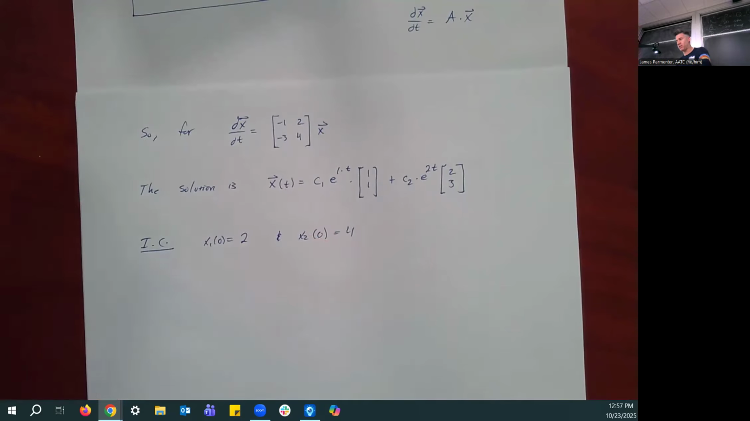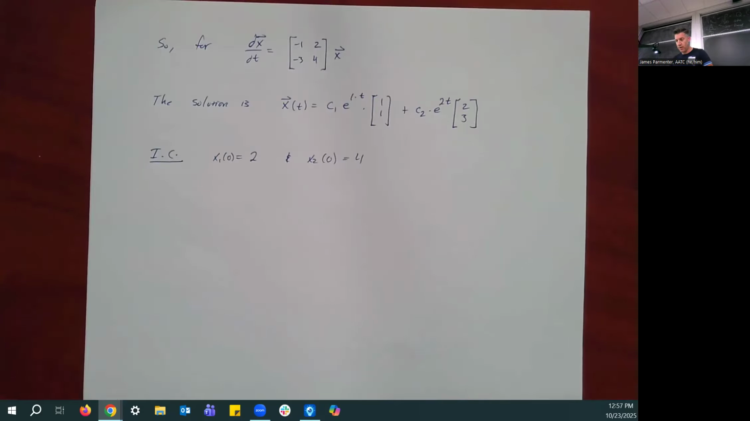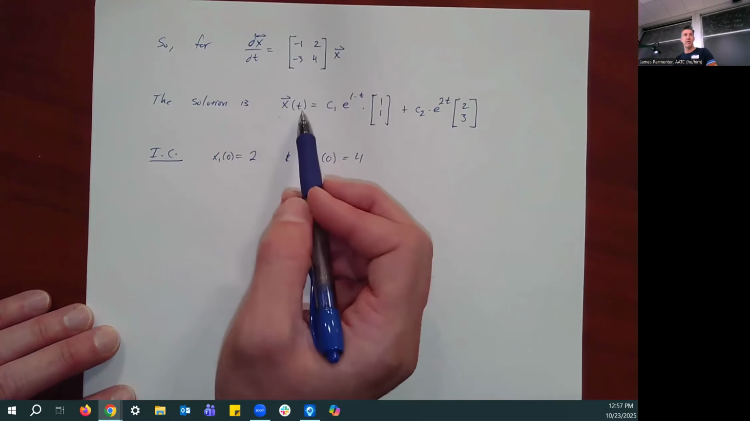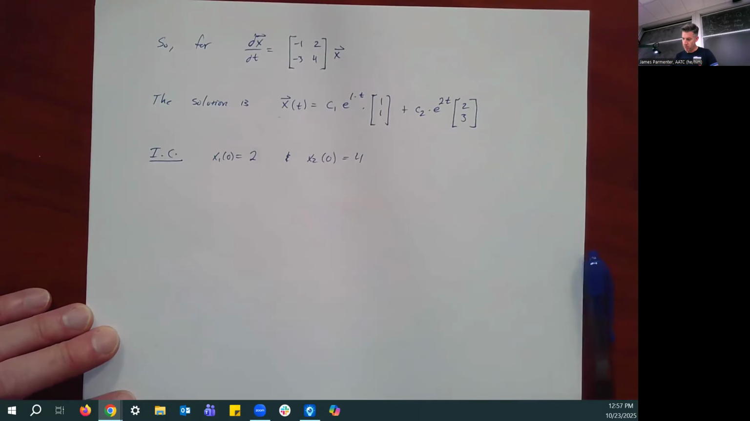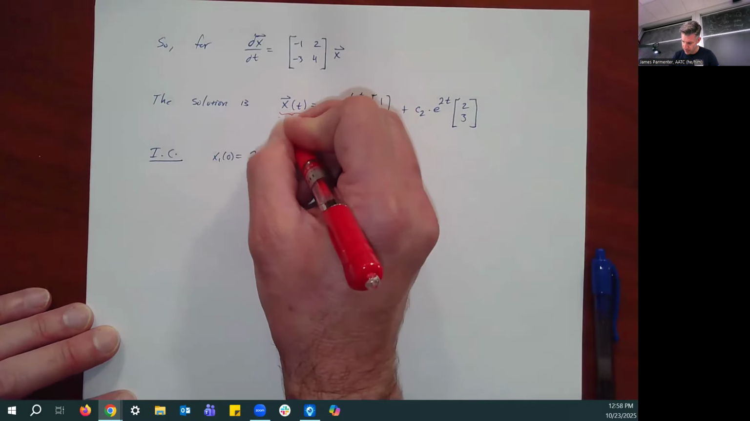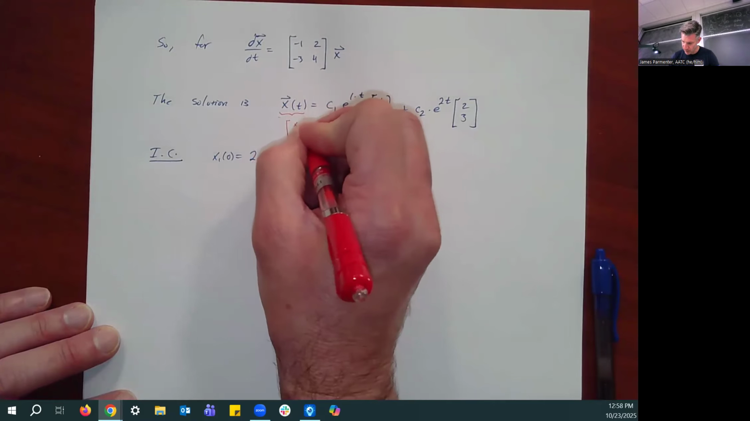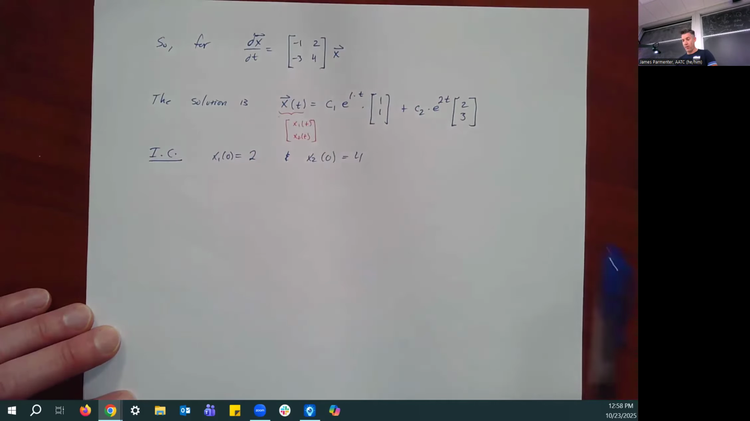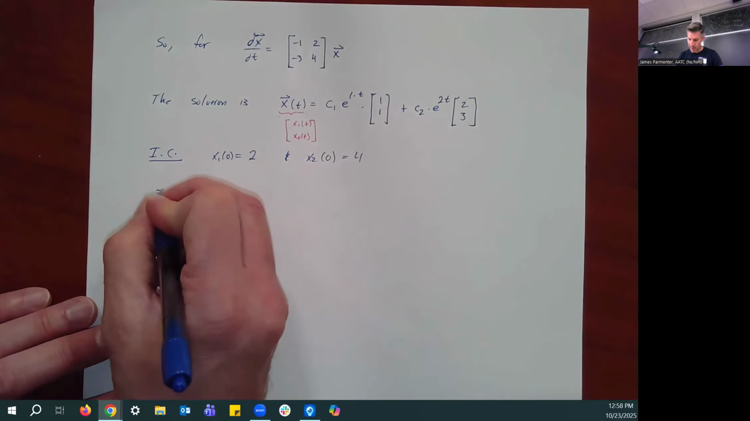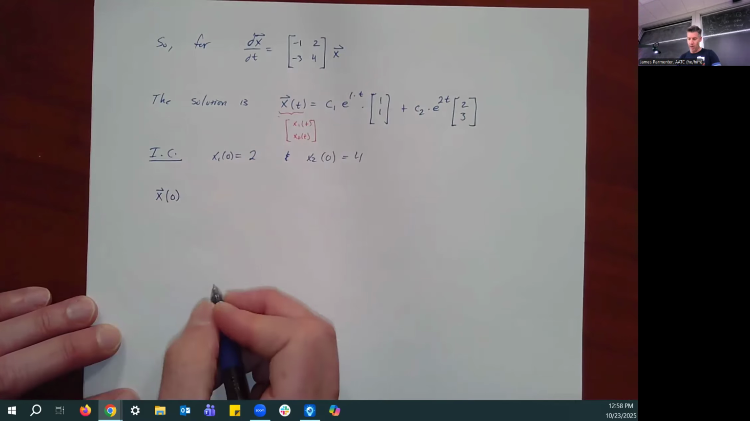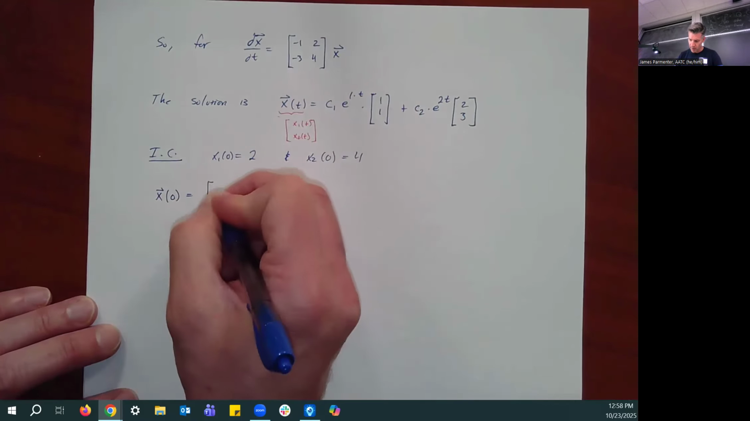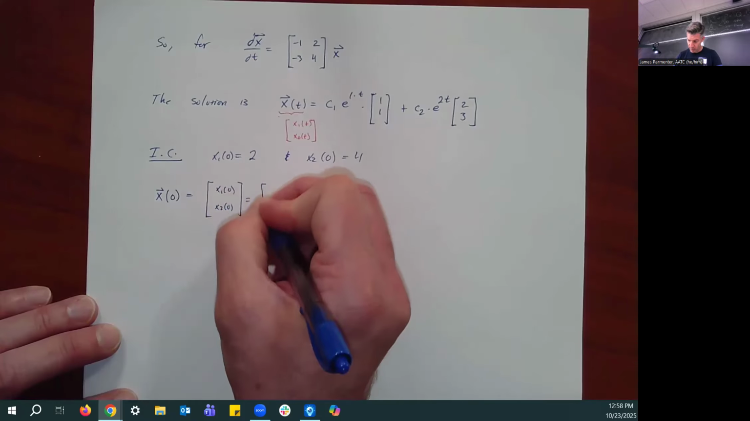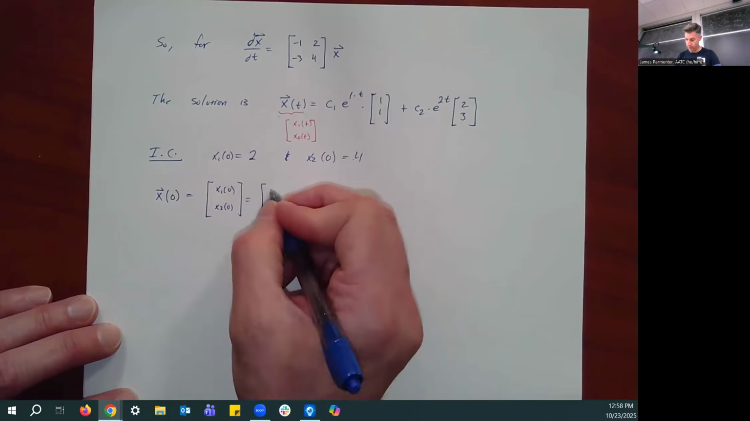So check this out, because I feel like this is a place where people often get a little bit confused. I didn't write it, but this is a vector, right? X with an arrow over it of t, that's really the vector. This here is really x1 of t in the first component, x2 of t in the second component. So when I write x of t equal to 0, I'm really writing the vector x1 of 0, x2 of 0, which is equal to, in this particular example, 2, 4.